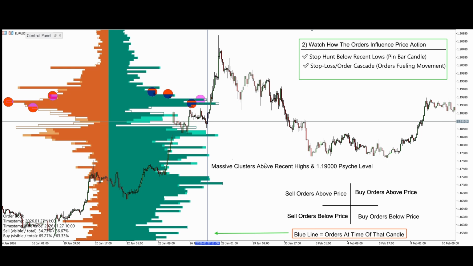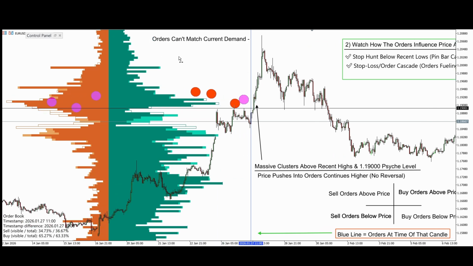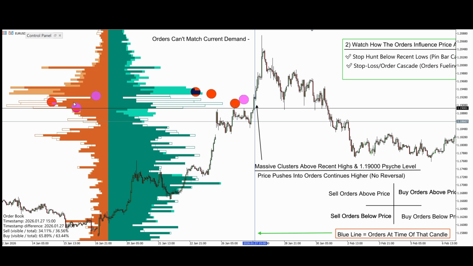Now let's break down how to read that. If you've got a dominant cluster of stop orders at a level, what you're really looking at is fuel, liquidity that can be triggered. That often leads to a stop hunt, price pushing into the level aggressively to activate those orders so the smart money can sell or buy into them. On the other hand, if you see a heavy concentration of limit orders, that's more like a wall, a level where price is likely to stall or even reverse. But the most powerful scenario is when both are stacked together. You've got stops and limits sitting at the same psychological level.